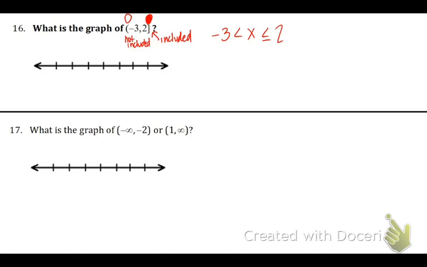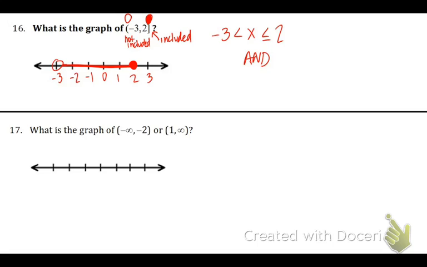Okay, so let's see. Open circle on the -3 and closed on the +2. Okay, and we shade in the middle. Remember, we shade in the middle when we don't see infinity. But when we do see infinity, then we know that they're going in opposite directions, and that would be an or. So this is an and inequality.